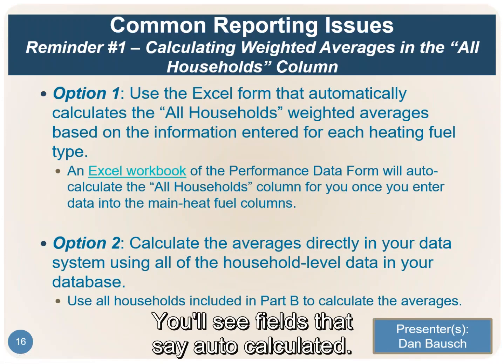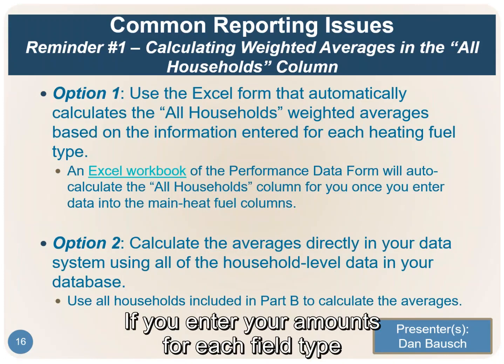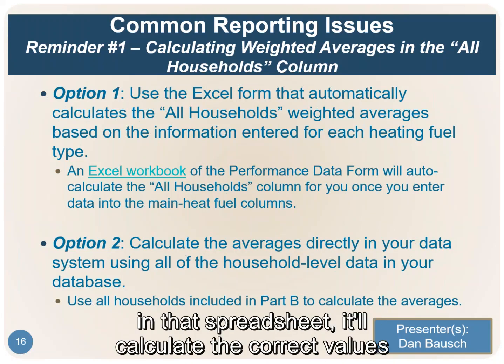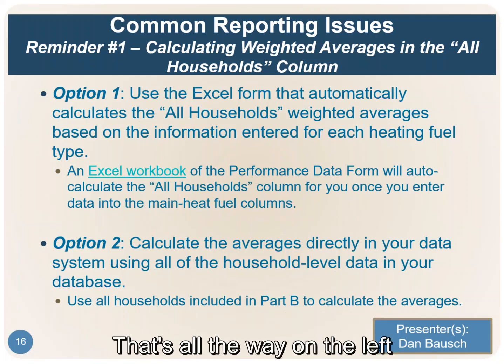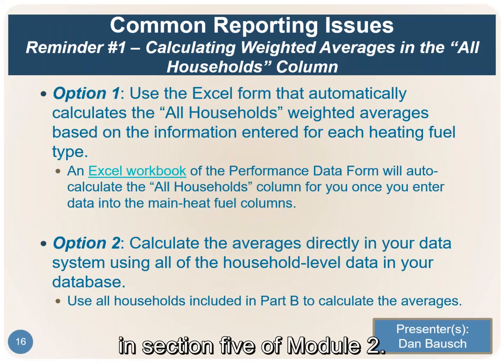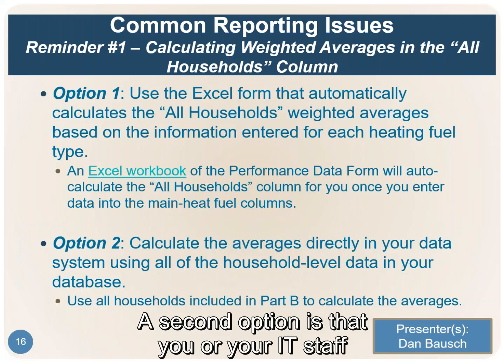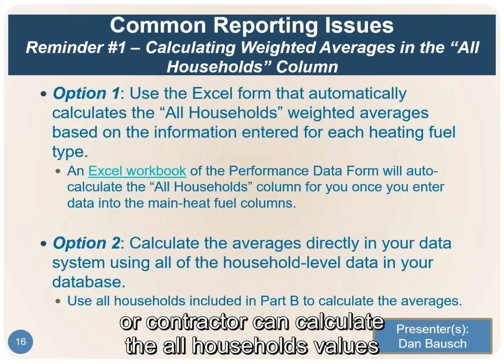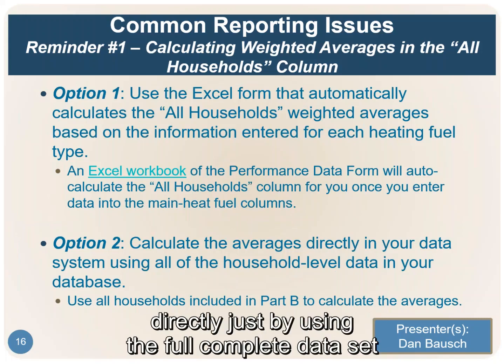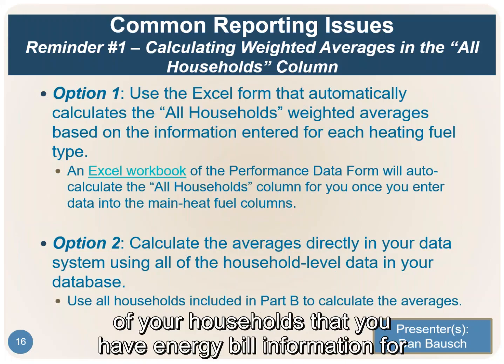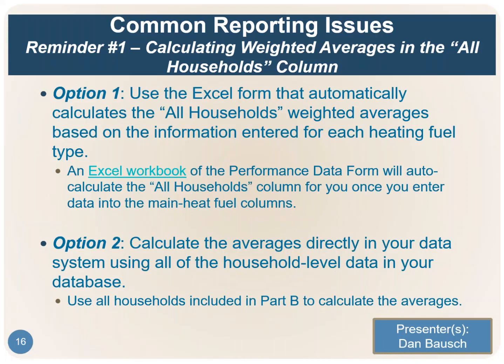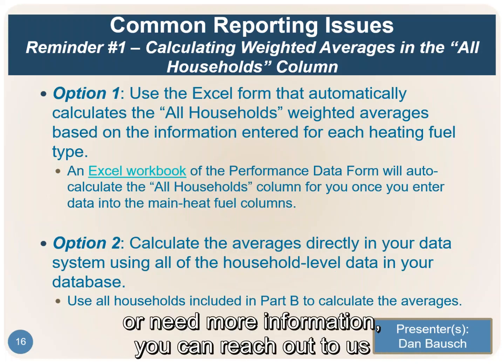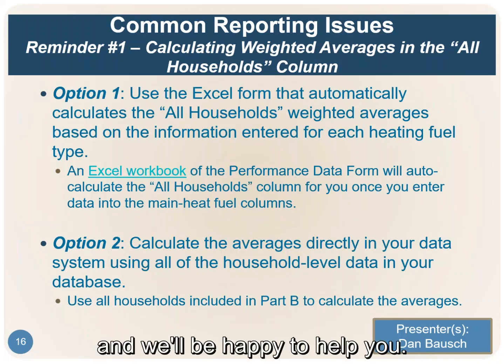You'll see fields that say auto-calculated. If you enter your amounts for each fuel type in that spreadsheet, it'll calculate the correct values for the all households column that's all the way on the left in Section 5 of Module 2. So that's one option. A second option is that you or your IT staff or contractor can calculate the all households values directly just by using the full complete data set of your households that you have energy bill information for and calculating those averages. If you have any questions about this or need more information, you can reach out to us and we'll be happy to help you.